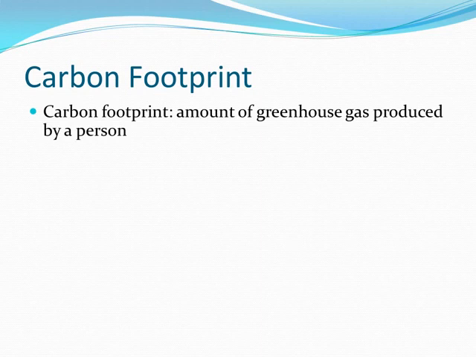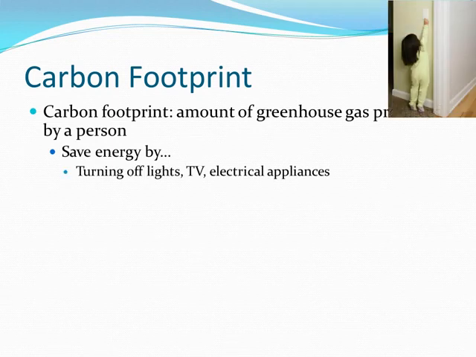So the carbon footprint is the amount of greenhouse gases that is produced by a person. So to try to reduce the amount of carbon footprint, what are some of the things that you'll suggest? Turn off the lights if you're not using it. Very good. Okay, turning off, shutting down faucets. In some sense, it does indirectly save the amount of water to be able to help absorb the carbon dioxide in the air. So we already said turning off lights, TV, electrical appliances.